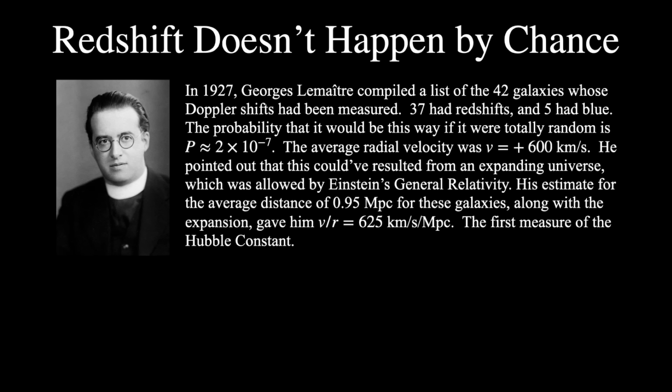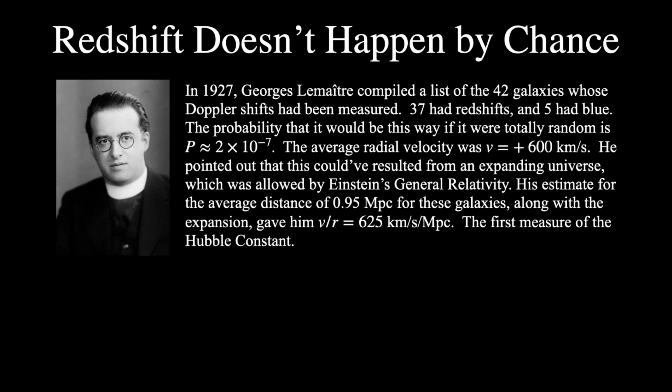And he used Vesto Slipher's data as well as others in 1927. And he pointed out that this could be resulting from an expanding universe, which he derived from Einstein's relativity. Now, the funny thing is that Einstein, at first, when he learned about Lemaitre's conclusions, he refused to accept the ideas because, while his calculations were good, Einstein was fully fixed on the idea of a static universe at the time, which was fixed by a cosmological constant, and that was Einstein's idea.